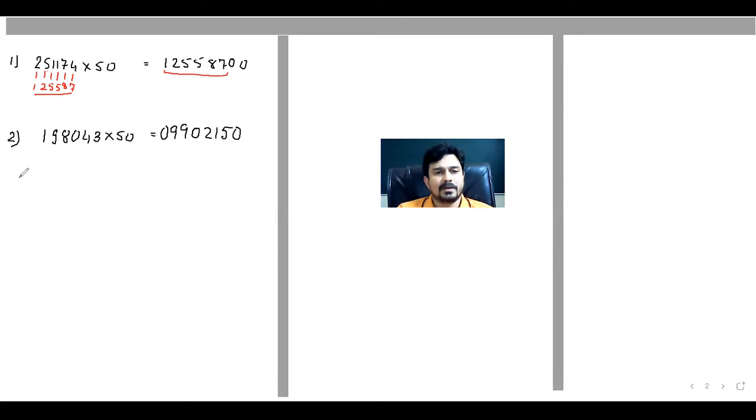Let me take more example. This time we will multiply the number by 500. So 5 divided by 2 is 2. 9 divided by 2 is 4. This becomes 18 divided by 2 is 9. 0 divided by 2 is 0. 0 divided by 2 is 0. 1 divided by 2 is 0 and 1 remainder. When the remainder is 1, you have to put 500 at the end.